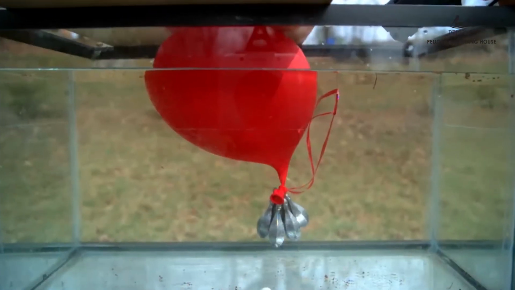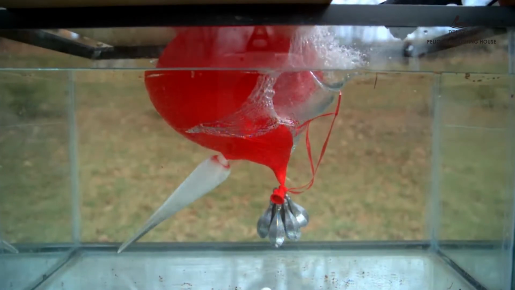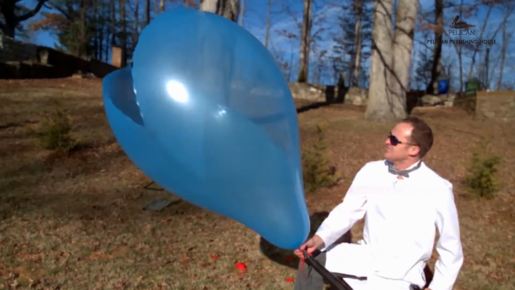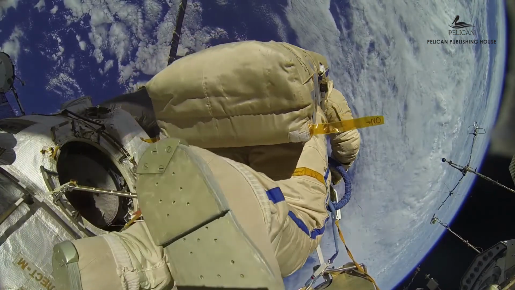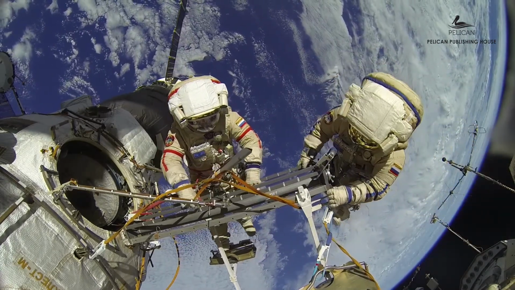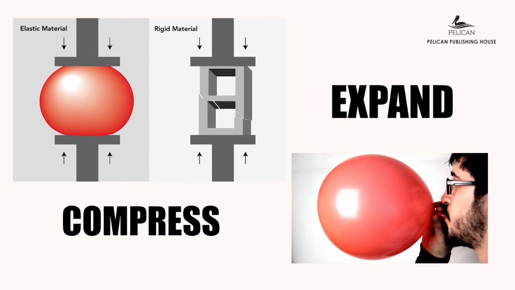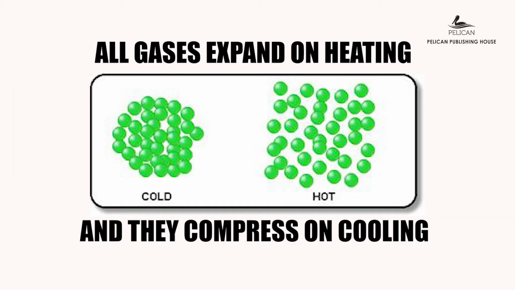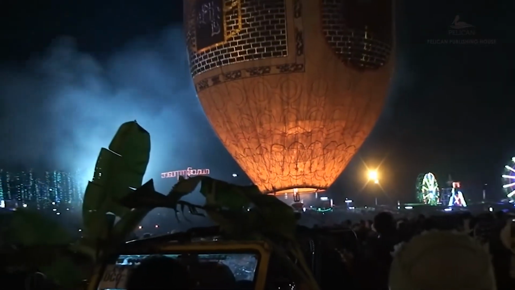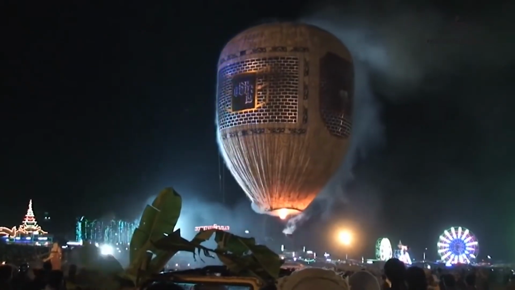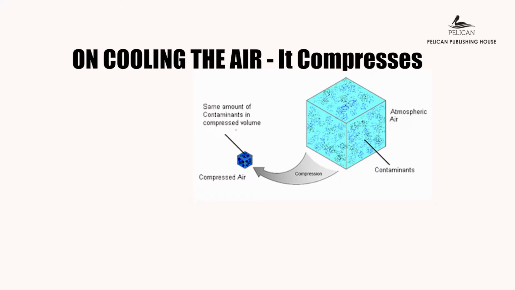As the air molecules spread out, they exert pressure on everything and from all directions. This pressure that the air molecules exert on all things is called air pressure. As we go up and away from the earth, the air pressure decreases. We can compress or expand air. All gases expand on heating and they compress on cooling. Air has the same property. When we heat air, it expands and spreads out. On cooling the air, it compresses.